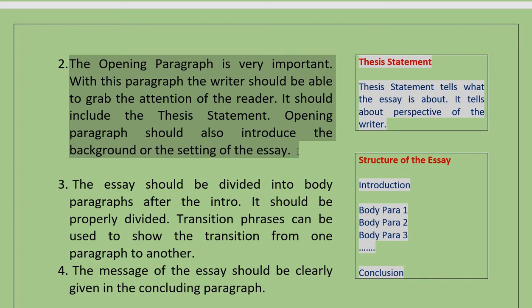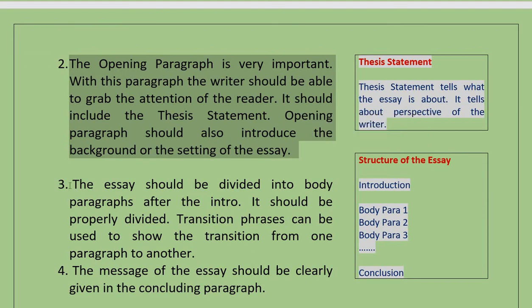So you might have learned about the thesis statement. What is a thesis statement? A thesis statement tells what the essay is about. It tells about the perspective of the writer. So this should be included in the opening paragraph, whether it is a narrative essay or any type of essay. It should also introduce the setting or background of the essay, just like a story.